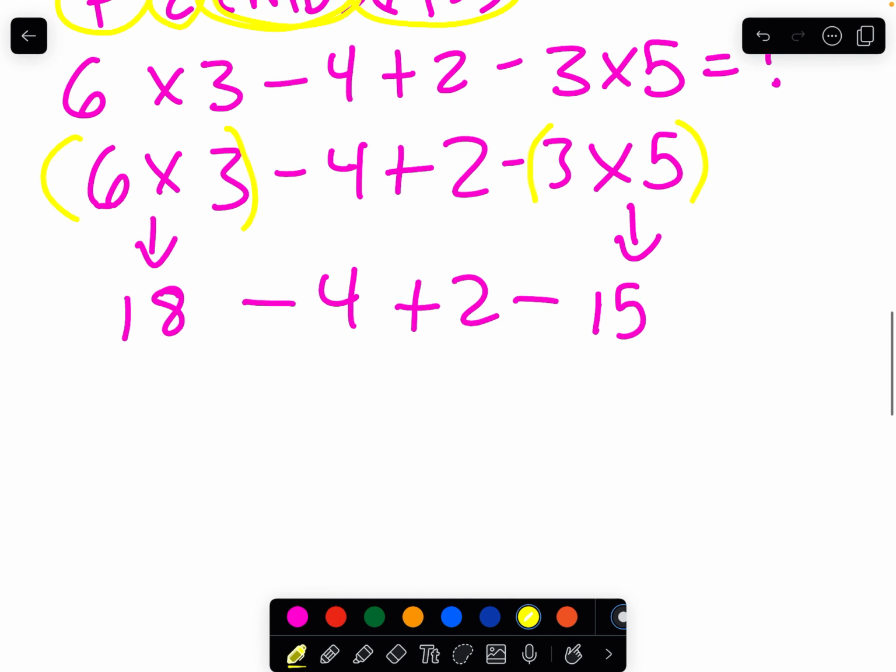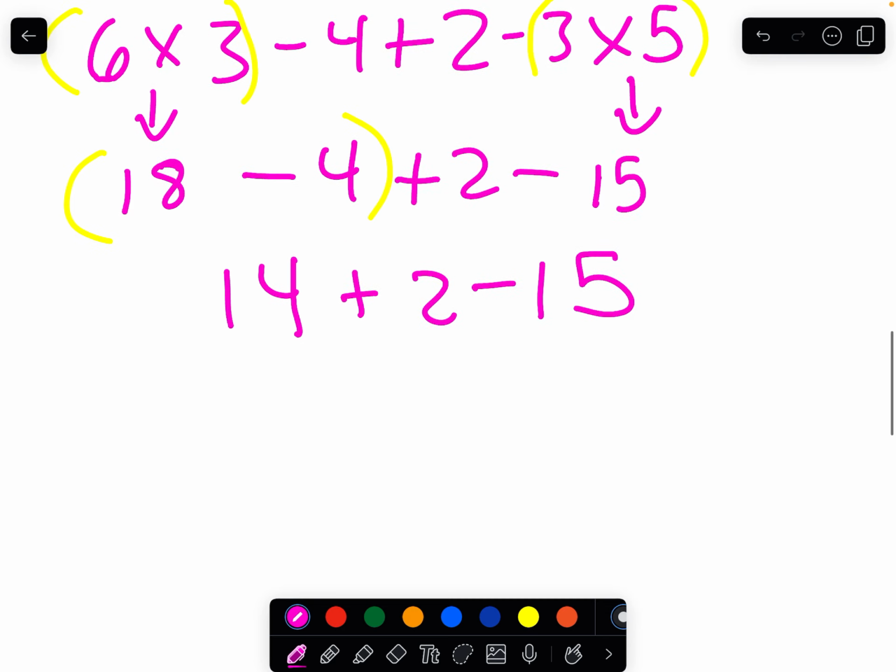Okay, so we're going to do addition. We're going to rewrite, and then, which I did, oopsie doopsie. I'm going to put my parentheses around what I'm going to do next, because that helps me keep track of where I am. 18 minus 4, that's 14, plus 2 minus 15.